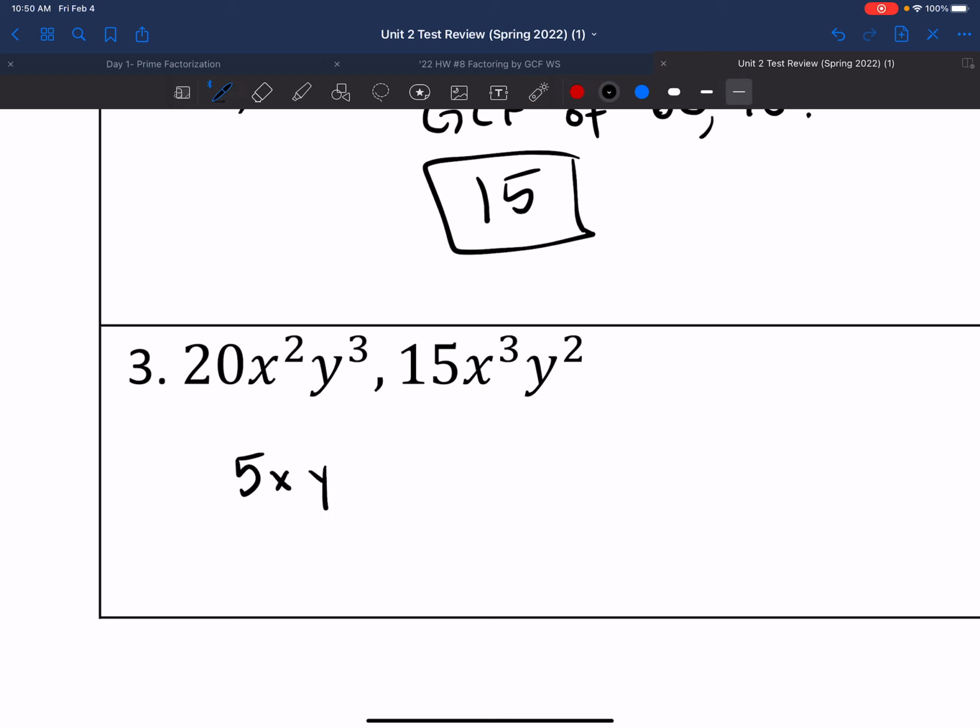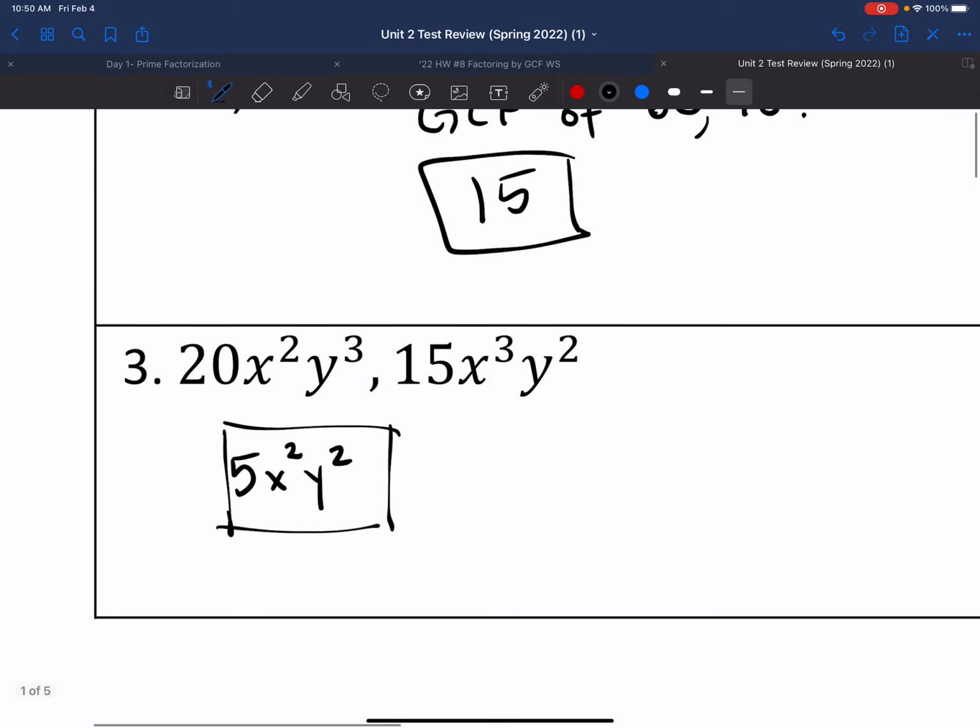And then I ask myself, what is the lowest exponent for the x? If we look at the two x's, the lowest exponent is 2. So I'm going to put a 2 here. And then for my y, what is the lowest exponent in this case? 2. So this is my answer. This is my GCF.